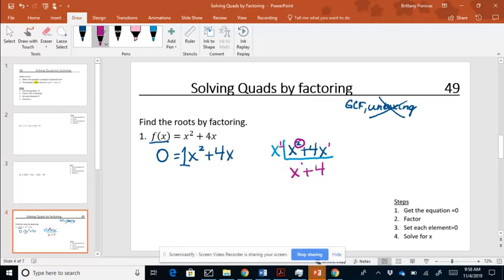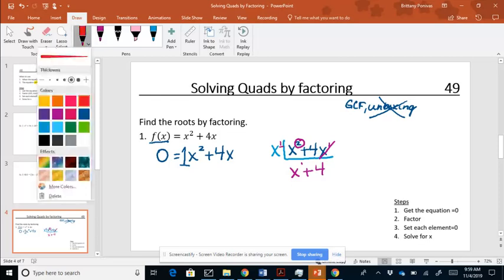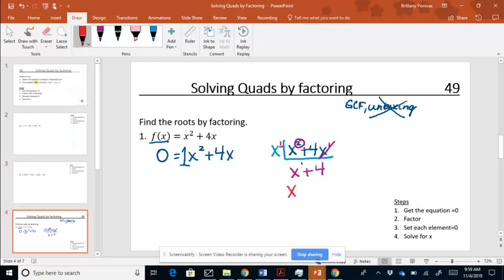A power of 1 minus a power of 1, what happens? They cancel out. So the only thing we're left with is an x plus 4. So this factors to be your x out front, which was your GCF, and then this x plus 4, which was left over when you divided. So all we're going to do is replace this x squared plus 4x with x out front and x plus 4. It's factored. And we're going to keep this equals 0 thing in the front.